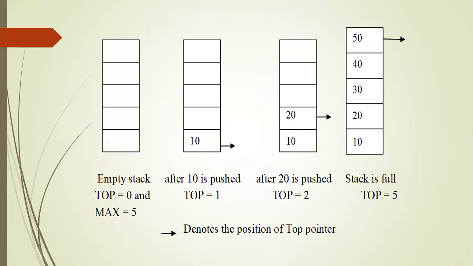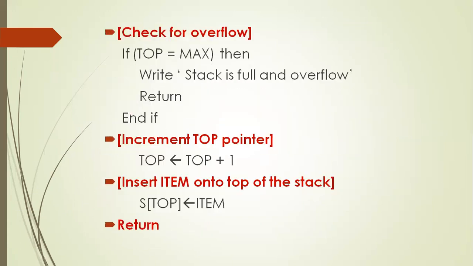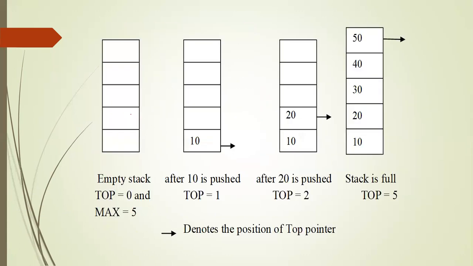I'll show you an example. Here in the first diagram, top is how much? 0. No elements are there. And max is how much? 5. So this condition is false, because top is 0 and max equal to 5, so 0 equal to 5 is false. So what you do is increment the top pointer. Top from 0 becomes top plus 1, meaning top becomes 1. So top goes to position 1.